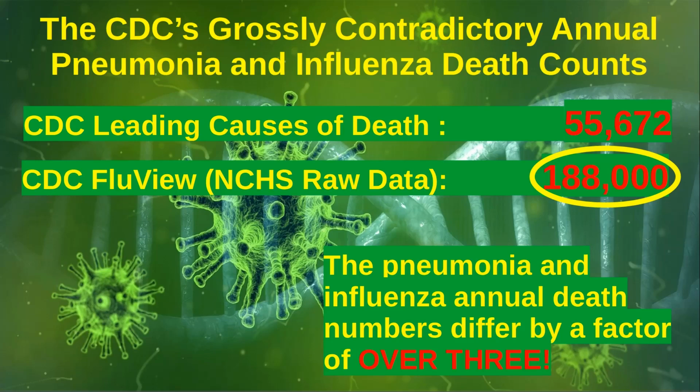The pneumonia and influenza annual death numbers differ by a factor of over 3. Since they lack stated error bars, these are implied to be precise numbers, which are accurate to the last significant digit. How, therefore, do they differ by a factor of over 3? And how do these differing numbers relate to the output of the CDC's model for estimating flu deaths?